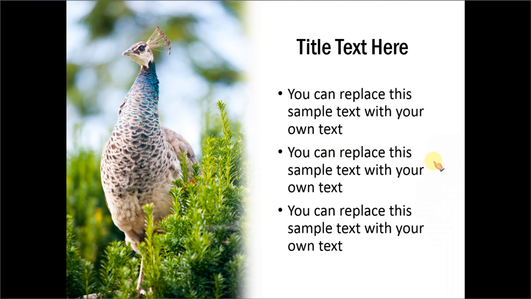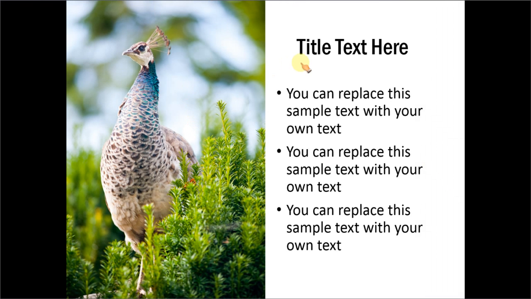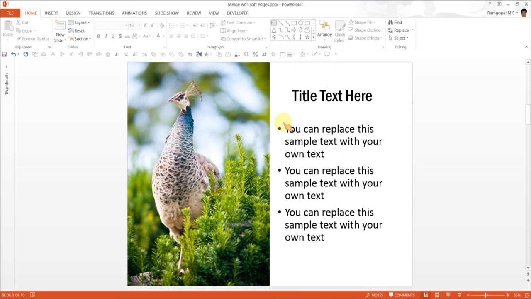Without this effect, see how the photo and the background appear and the photo ends quite abruptly to the background. Now, how do we create this? One way of achieving a smooth merge is to use soft edges.